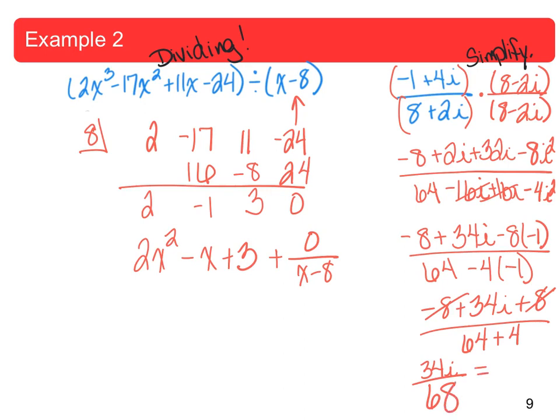What goes into 34 and 68? 34. Good. 34 does. So what does this simplify to? 1/2 i. Some students write that i over 2, and that's completely fine. i over 2 is completely fine.